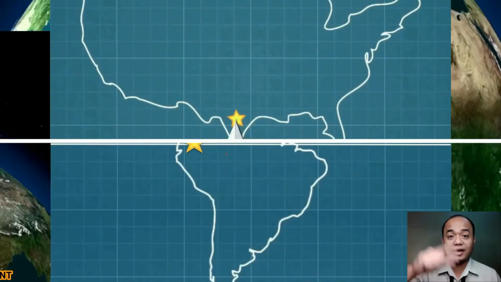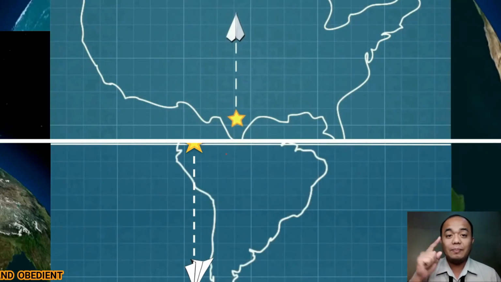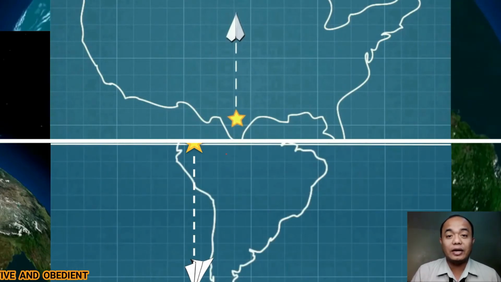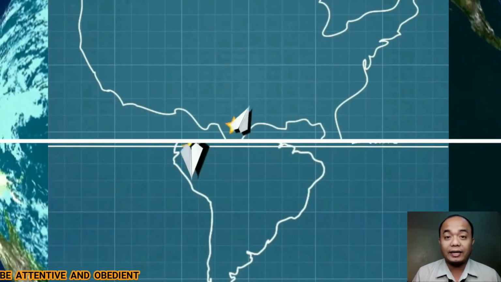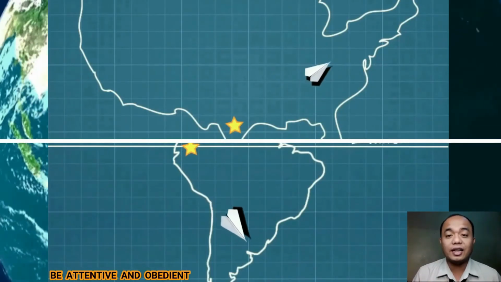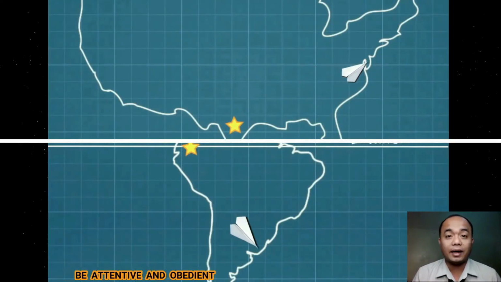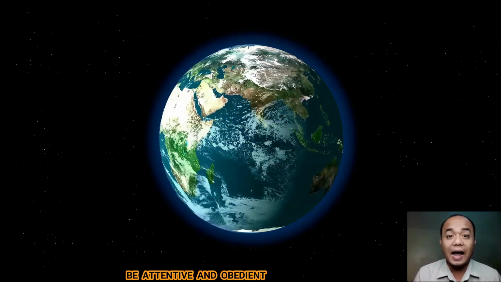Instead of going straight up or instead of going straight down, imbis na gagalaw ito ng matulin pataas o pababa, the air will be deflected sideways. Lilihis ito ng direksyon at dahil ito sa epekto ng pag-ikot ng mundo sa kanyang sariling axis.